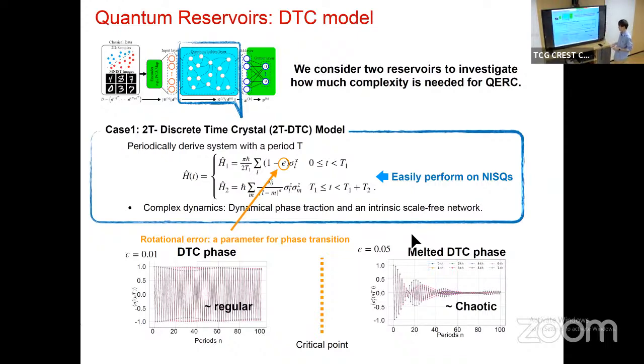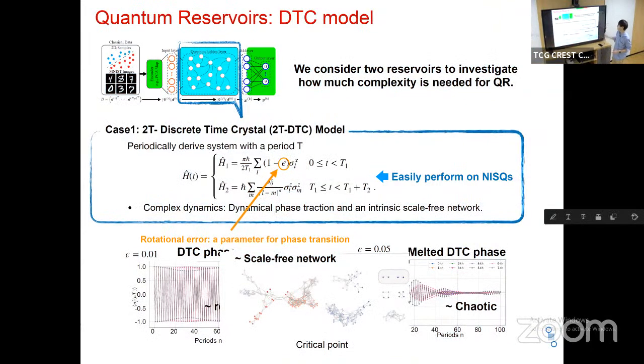The interesting point is that at the critical point, it is known that they show some network structure called a scale-free network. This part is also a very interesting point of DTC.